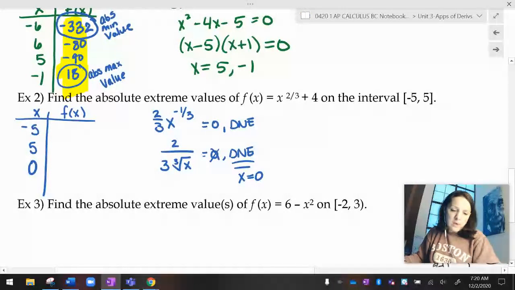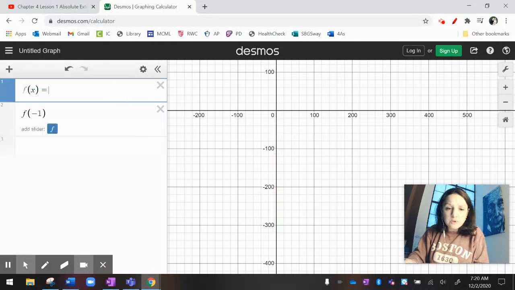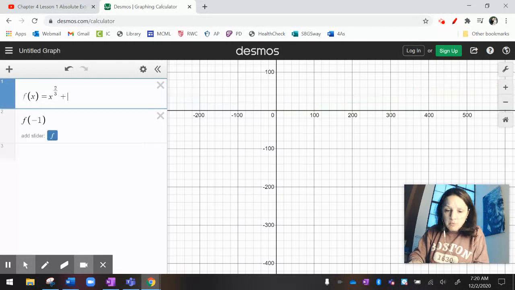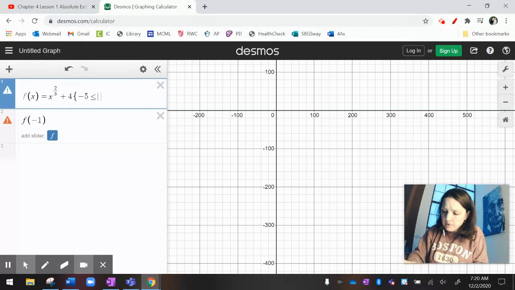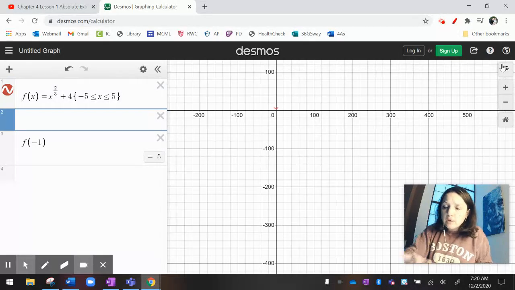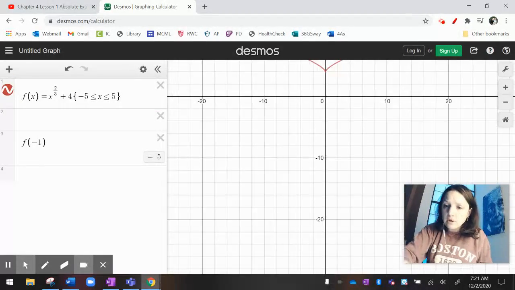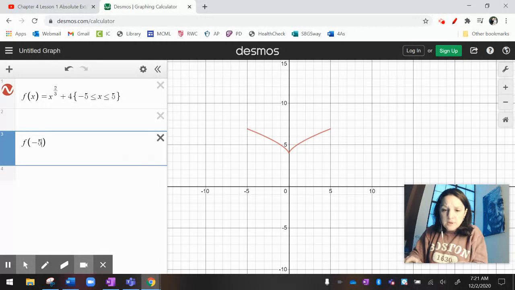All right, so then I need to find the y values at -5, 5, and 0. X to the 2/3 plus 4 on -5 to 5. Okay, I can probably zoom in more and kind of look at this one. I can't find it. There it is. Oh, it looks like a little seagull. And we wanted to evaluate this at the endpoint.